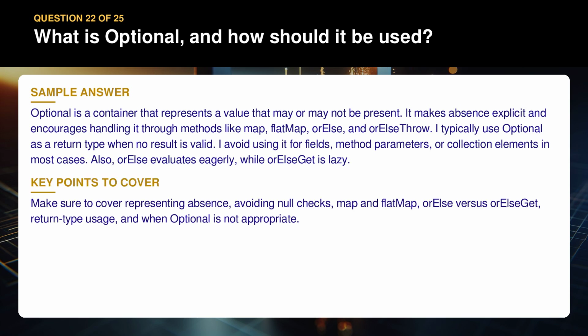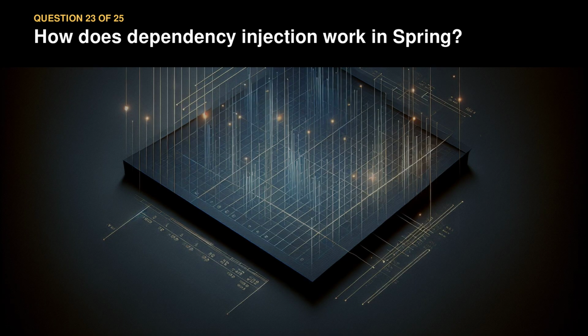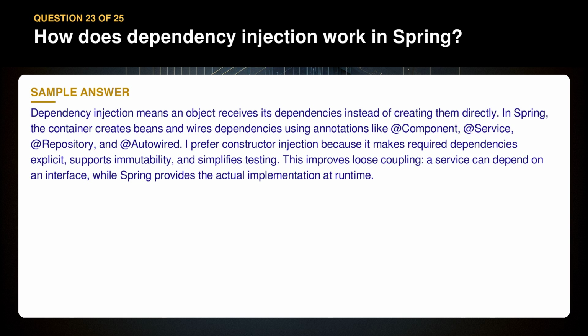Make sure to cover representing absence, avoiding null checks, map and flatMap, orElse versus orElseGet, return type usage, and when Optional is not appropriate. Question 23. How does dependency injection work in Spring? Dependency injection means an object receives its dependencies instead of creating them directly.